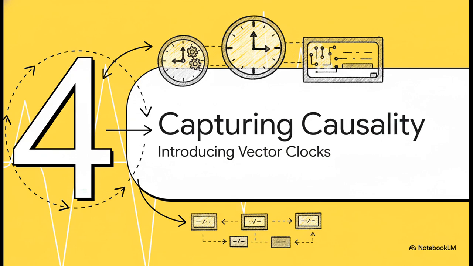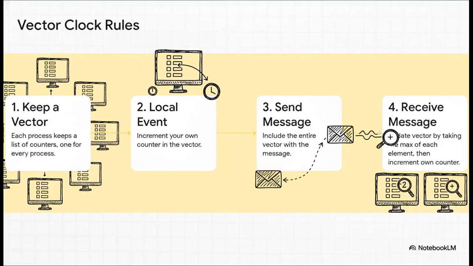So, to solve that last little piece of the puzzle, to get rid of that ambiguity, we need a more powerful tool. And this is where we bring in the big guns, vector clocks. They are designed to capture causality with perfect precision. So, instead of just one simple counter, now every computer keeps a whole list, or a vector, of counters. It has one counter for every single computer in the system, including itself.